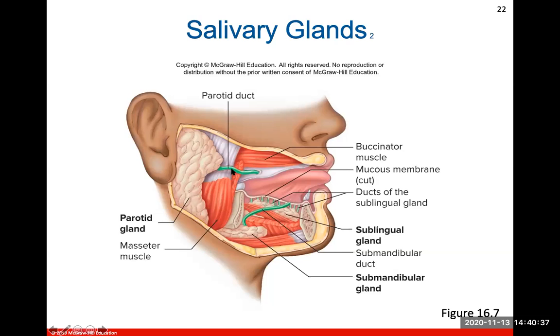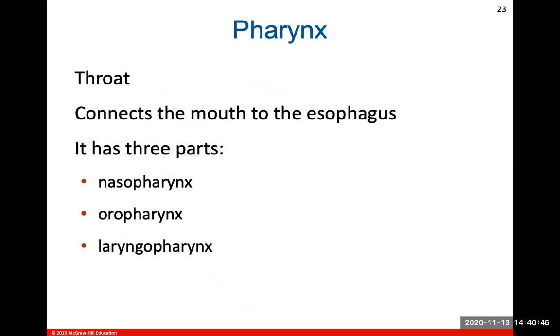You can also see where the ducts come out of each of the salivary glands into the mouth to bring their salivary enzymes to the mouth, the oral cavity. Then your pharynx is the throat. It connects the mouth to the esophagus. It has three parts: the nasopharynx, oropharynx, and laryngopharynx.